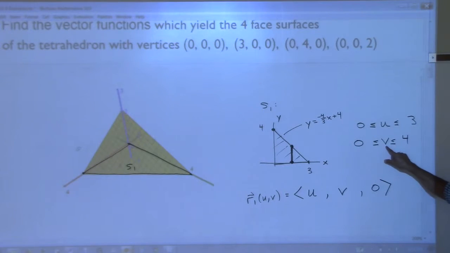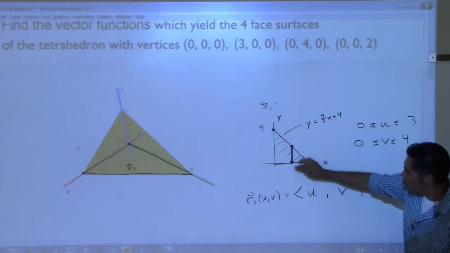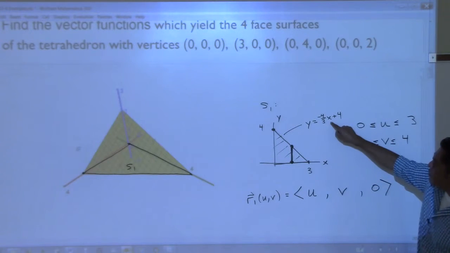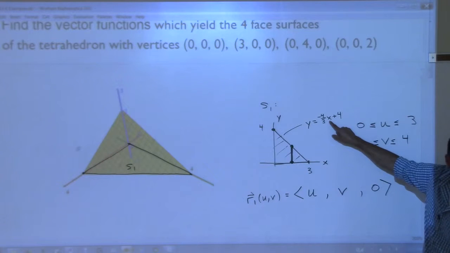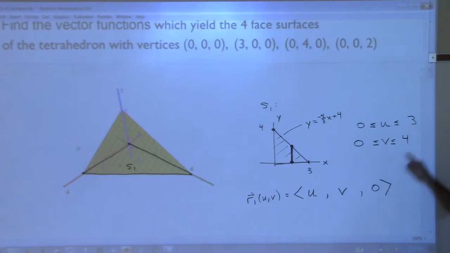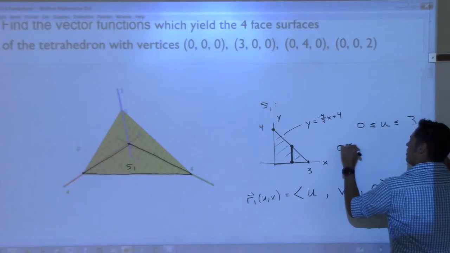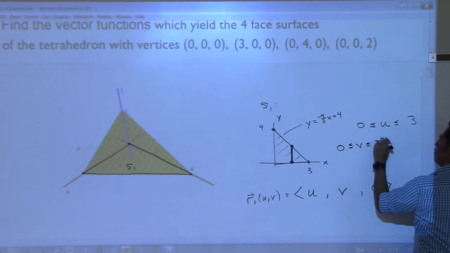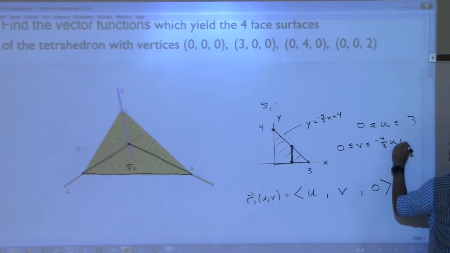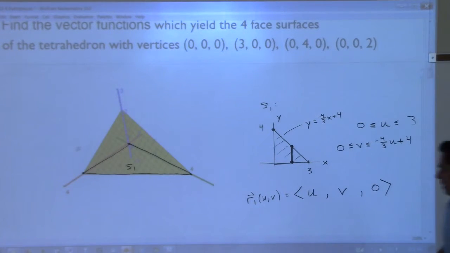So my v, which is really my y-coordinate, must stay between 0 and that point. That point is that point, but x is not x. x is really u. So this has to be 4 minus that, I'll say. I should have given myself a little more room. 0 is less than or equal to v, less than or equal to, I'll just write, negative 4/3 u plus 4. That's what you had said, right? Okay. I just want to make sure we were all on the same page with where that comes from.